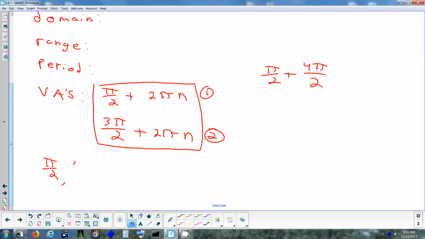Yep. 5 pi over 2. Where would the next one be after that? Because now we've established the gap, and that gap would continue. Megan? 9 pi over 2. 9 pi over 2. And the next one, 13 pi over 2.